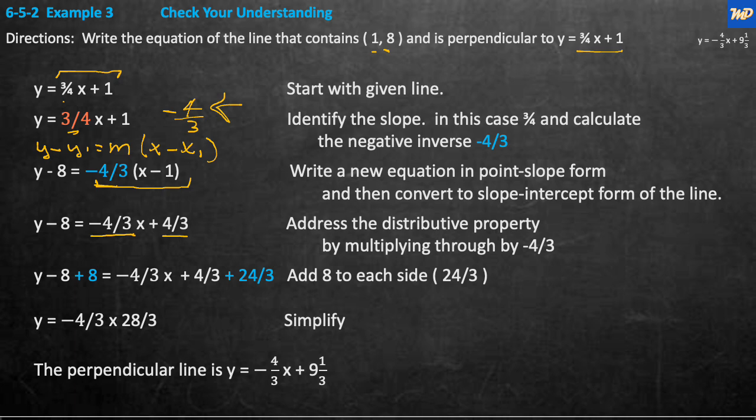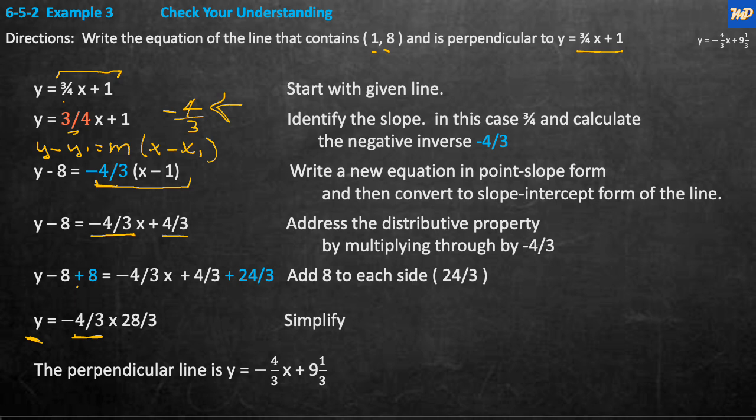And we can add 8 to the left side, and we're going to get 8 minus 8, which is y, right here, y. And we're going to get negative 4/3 x, that stays. And we're going to get 4/3 plus 24/3. 8 is 24/3, positive. So 4 plus 24 is 28. So now y is equal to negative 4/3 x plus 28/3.